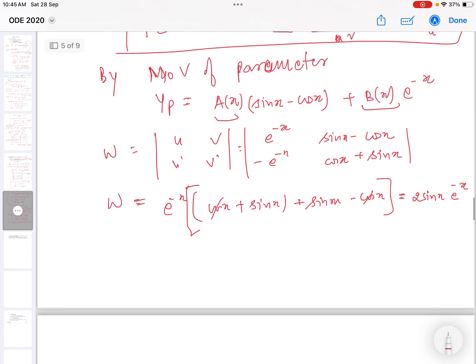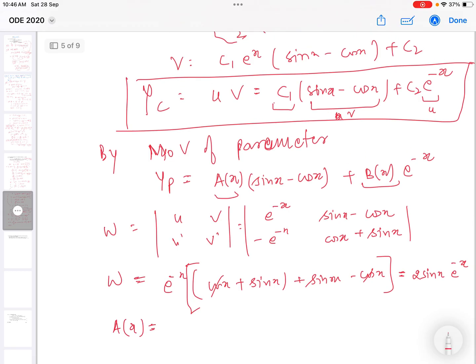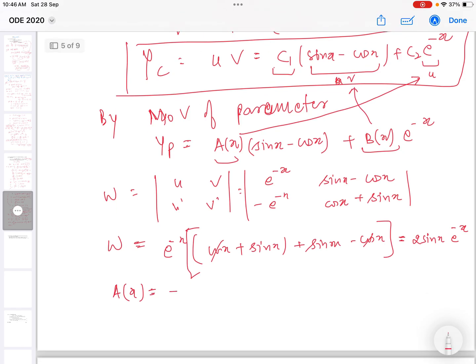Yeah. So how will we find a(x)? I used to do this: a(x) will be minus u r by w, and b(x) will be v r by w.